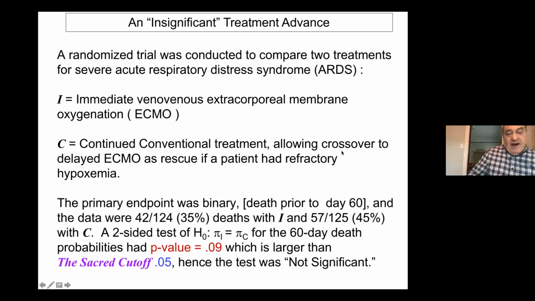So the data that they got were based on a simple binary endpoint, whether or not the patient died prior to day 60. That was their outcome. And fair enough, the data were that you got 42 deaths out of 124 patients, or 35% with the immediate treatment. And you got 57 out of 125, or 45% deaths with the delayed treatment C. So here the outcome is a bad thing. If you do your two-sided test, your p-value is 0.09, which is much larger than the sacred cutoff 0.05, so it's not significant. Again, 0.05 is completely arbitrary.